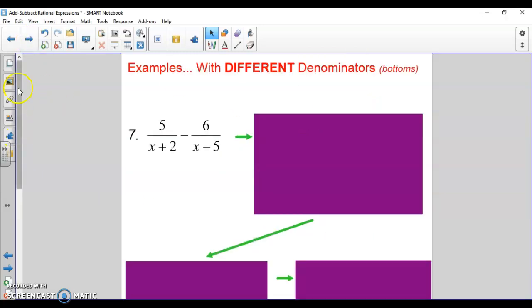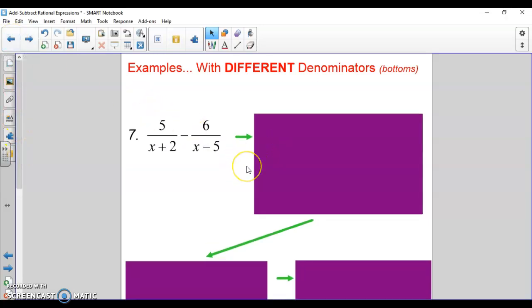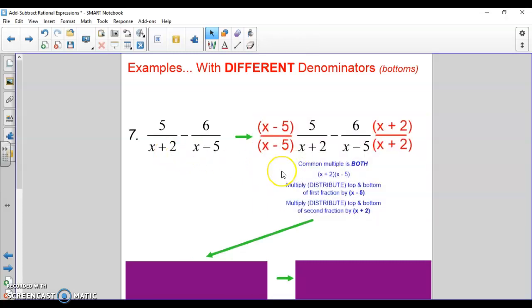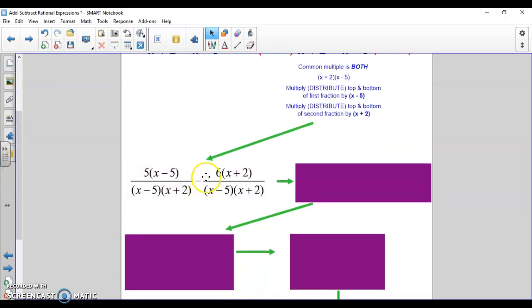Next one. And got 2 more. These 2 are the hardest you're going to see. So I do have 2 examples that are going to be very, very similar to each other. I just want to give you 2 examples that you're going to see here. So, figuring out the common multiple is the same thing. Just put them together. x plus 2 and x minus 5. Both together. Same process. The only thing that's different here is the subtraction.